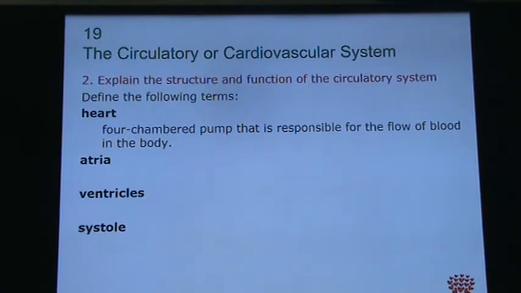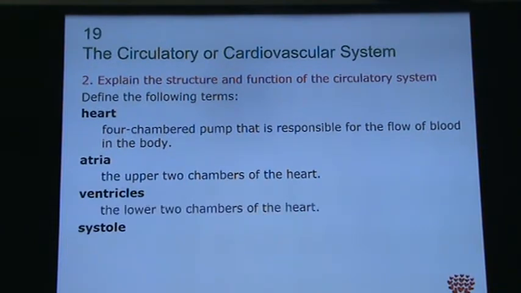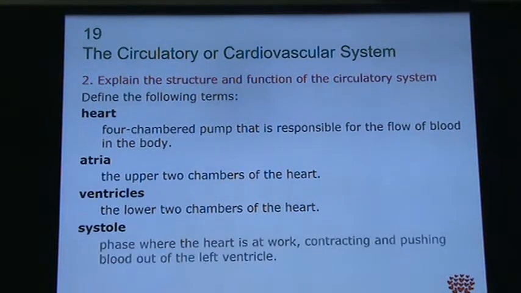There are four chambers of the heart. You have two upper chambers and two lower chambers, responsible for distributing blood in and out of the heart throughout the body. The upper two chambers of the heart are called the atria, and the lower two chambers of the heart are called the ventricles.